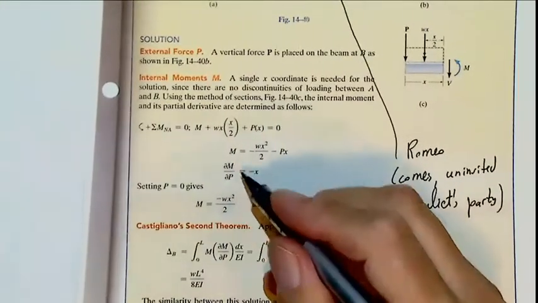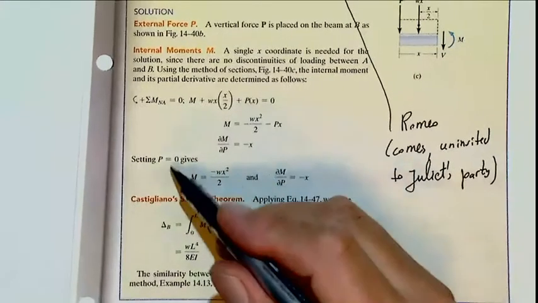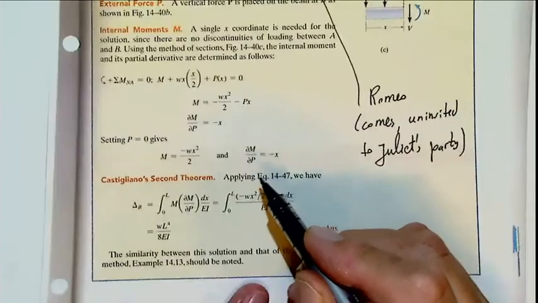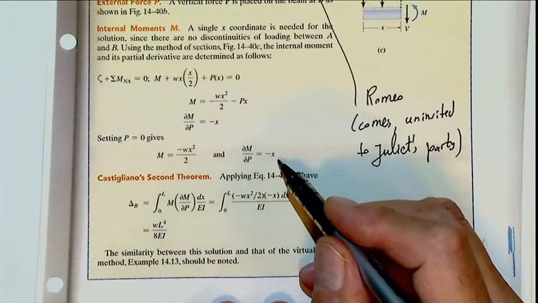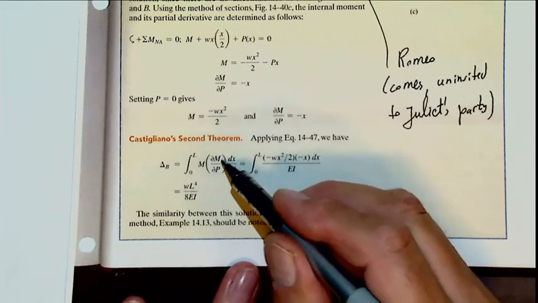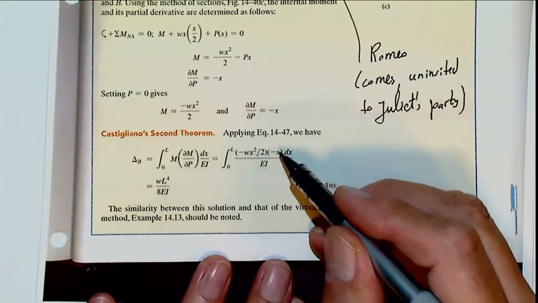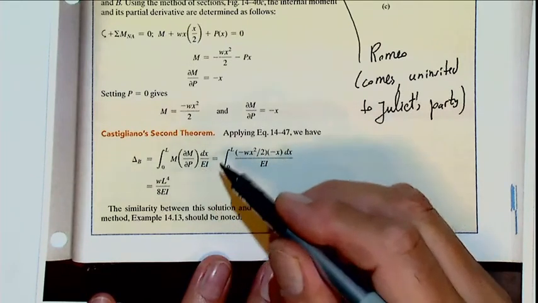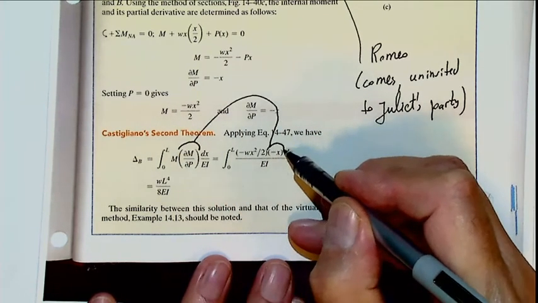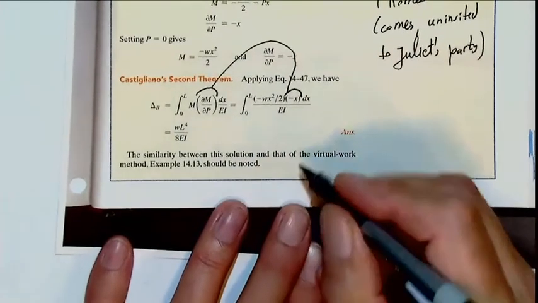So then dM dP will be minus x. If I put P equals 0, then I'm getting minus wx squared over 2, and dM dP equals minus x. So I'm integrating: delta B equals the integral from 0 to L of M dM dP dx over EI, with M equal to minus wx squared over 2 and dM dP equal to minus x, over EI. The result is wL to the power 4 over 8EI. Beautiful.